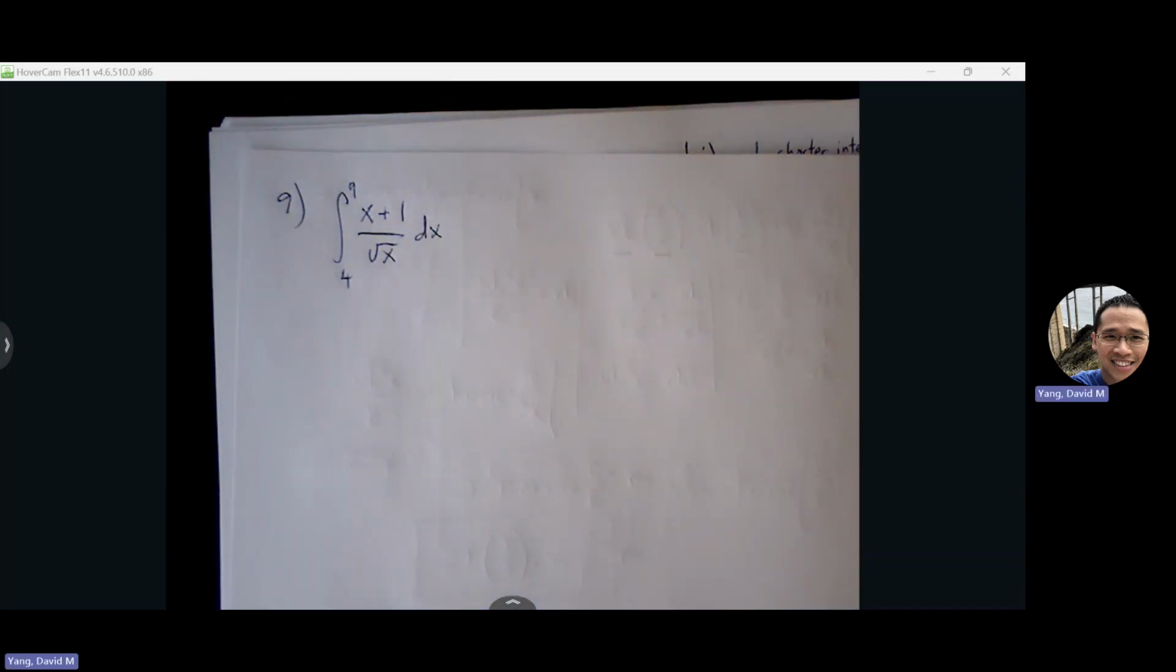Number 9, there's only one term below. We should rely on just expansion, separating, splitting up into individual fractions and handle them independently. No u substitution here.